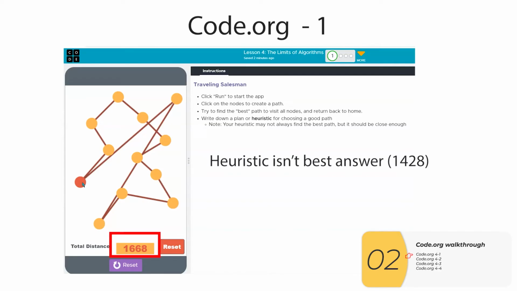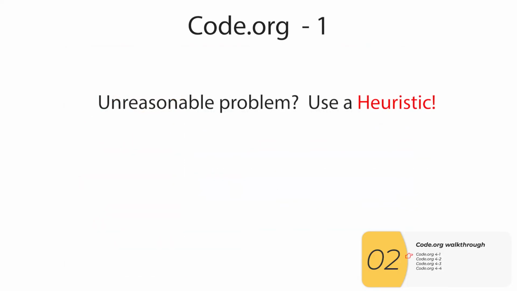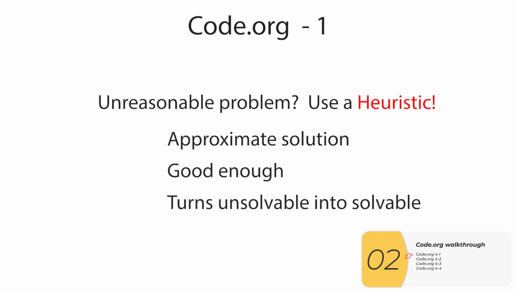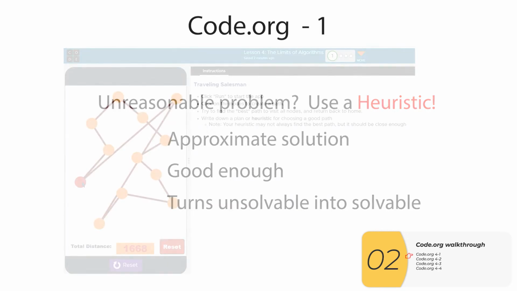Now, is this the best solution? No, it's not. I got 1,428 before, but it's a lot faster. With this heuristic, there's only one combination to try, whereas with a full algorithm, I'm trying 479 million combinations. So this heuristic is 479 million times faster. So the bottom line for the AP exam is if you have an unreasonable problem, use a heuristic. You're going to get an approximate solution that's good enough, and it turns an unsolvable problem into a solvable problem.